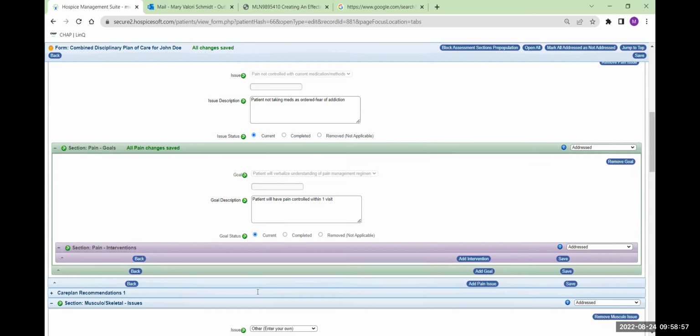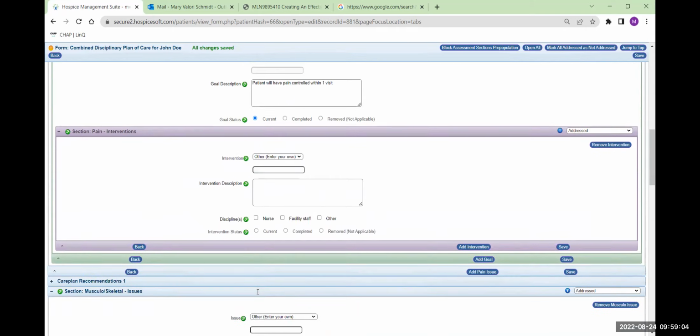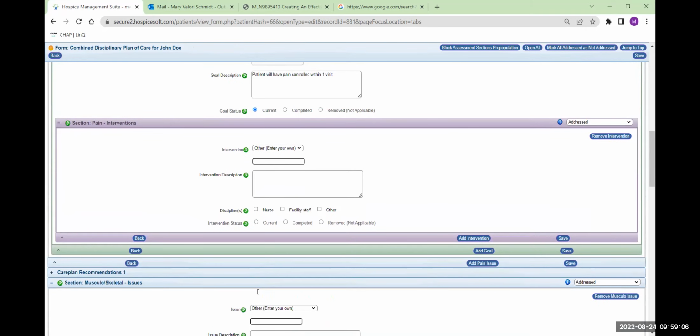What are we doing for this patient? Explaining the addiction process, explaining getting ahead of the pain so that the pain is not ahead of you, and how much more difficult it is to control that pain, yada, yada, yada. I'm the nurse. I'm just going to say educate patient regarding pain management, etc. I'm the nurse. I'm doing it, and it's current. Right, and then I can click save up at the top.